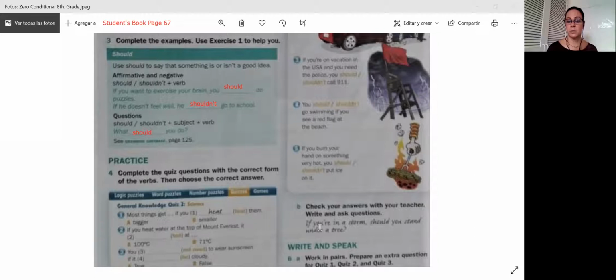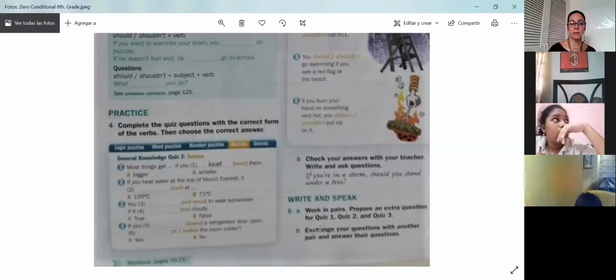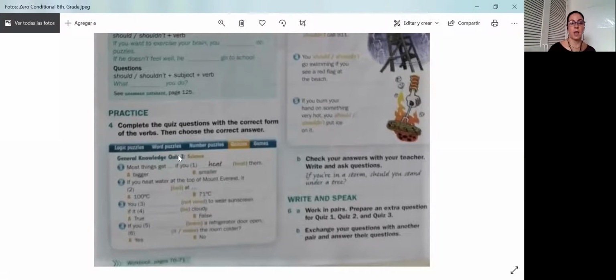And now we're going to continue with the practice, exercise 4. We're going to complete the quiz questions with the correct form of the verbs. Then choose the correct answer. Most things get hot if you heat them. If you heat water at the top of Mount Everest, remember we have the verb boil. So in this case, the verb goes with an S, boils.